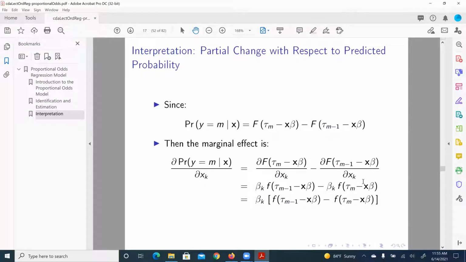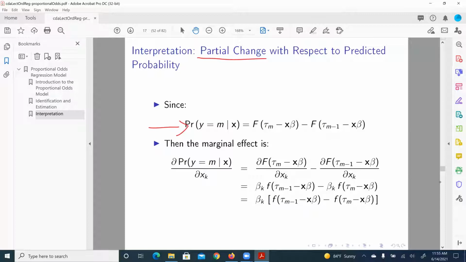Now let me talk about partial change with respect to predicted probabilities. Recall that this is the formula for calculating predicted probabilities. And what is the marginal effect? Or what is the partial change? These two terms are interchangeable. Partial change means marginal effect.